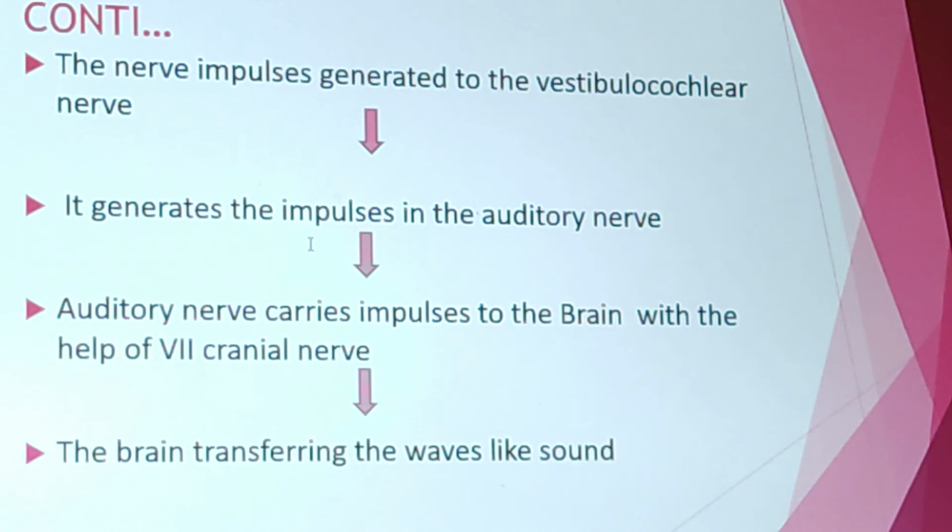And these nerve impulses enter into the brain with the help of the auditory nerves and vestibulocochlear nerves. Now these vibrations or waves reach the brain with the help of these two nerves, and in the brain our waves or vibrations are formed into sound. Like this, we listen to all types of sounds. It may be music, a very high pitch music, or any low pitch sounds, and we are able to listen to them with the help of the brain.